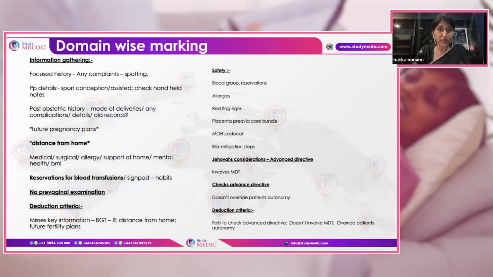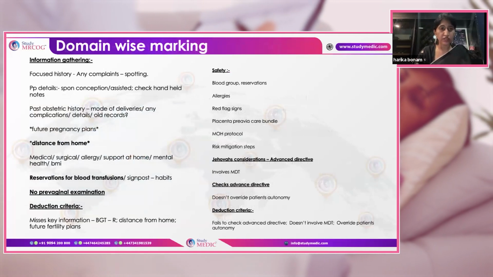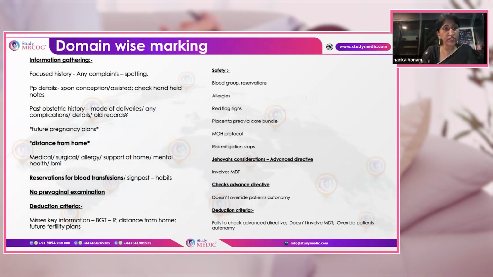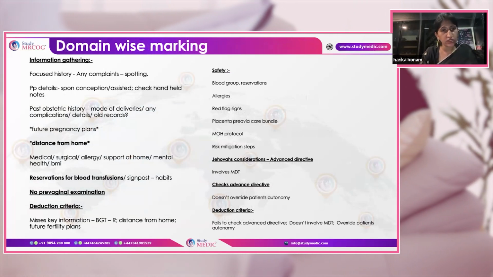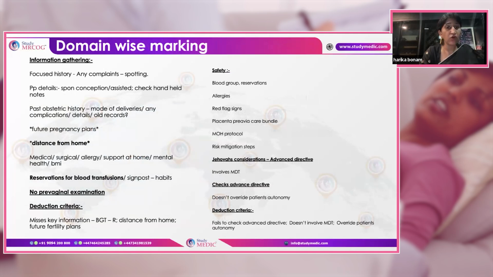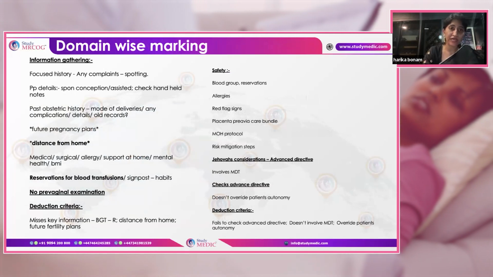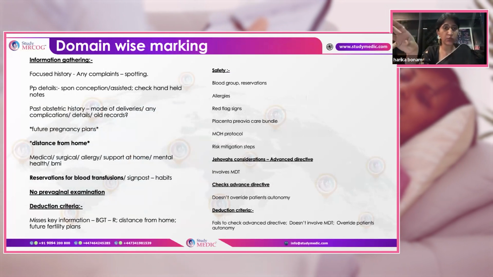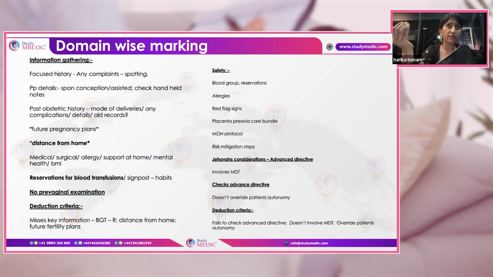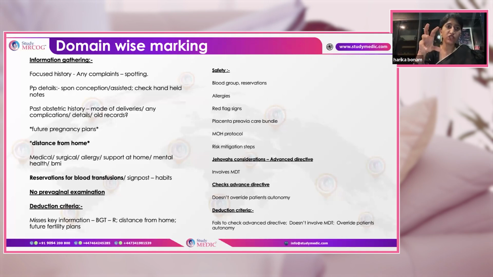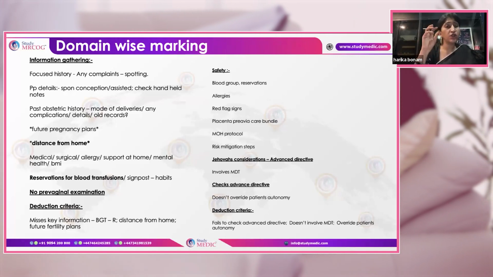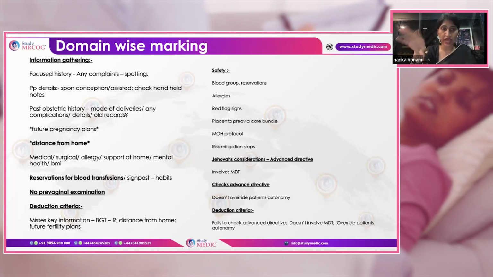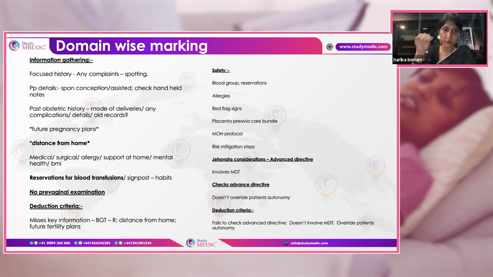So now, what are the domain-wise important points in this particular case? I just want to say briefly, I'm not going into too many details. In information gathering, it's very important to take a focused history and ask about any complaints of spotting or any bleeding in any patient of placenta previa. Because the scan report is at 21 weeks, you are not aware about the placenta accreta yet, and the information gathering question is the second question. So you know that it is a placenta previa, so you will see if she has any spotting and any other concerns so far in the pregnancy.